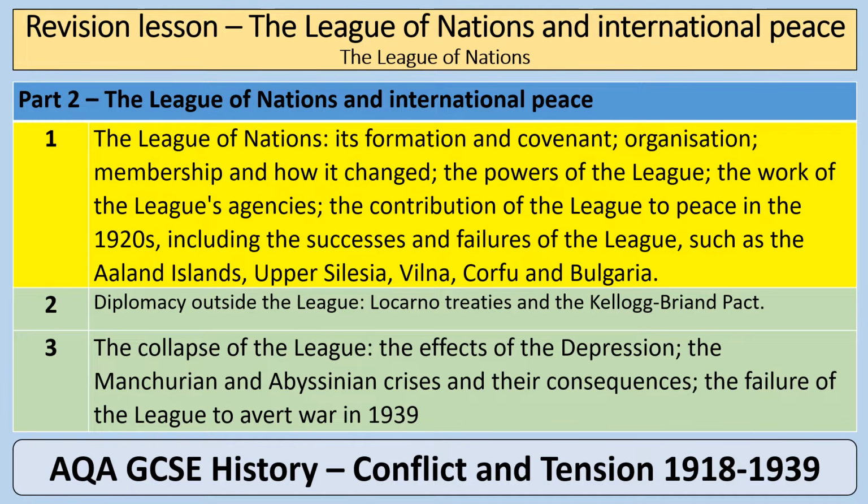We're going to look at the League's agencies, how the League contributed to peace in the 1920s, and the overall successes and failures of the League, including the Aland Islands, Upper Silesia, Vilna, Corfu, and Bulgaria. So without further ado, let's go.